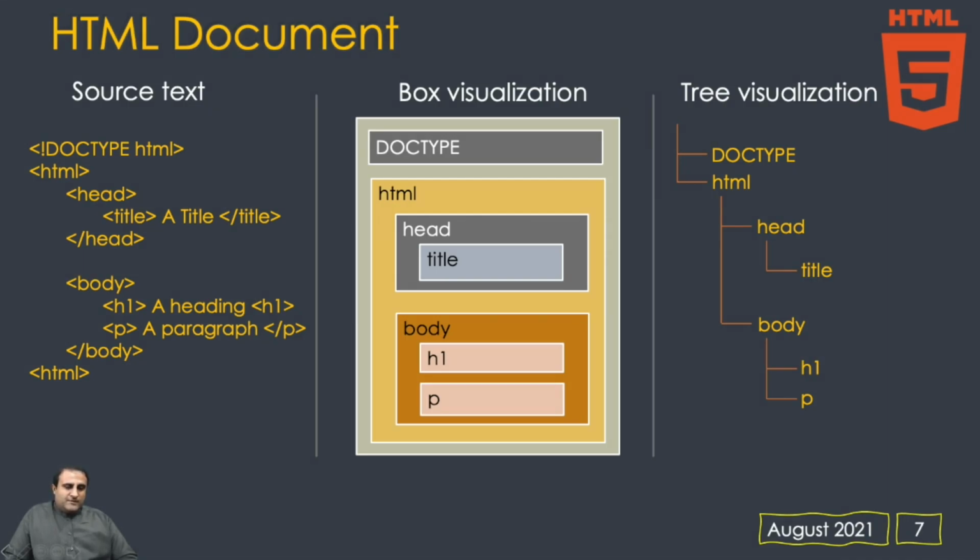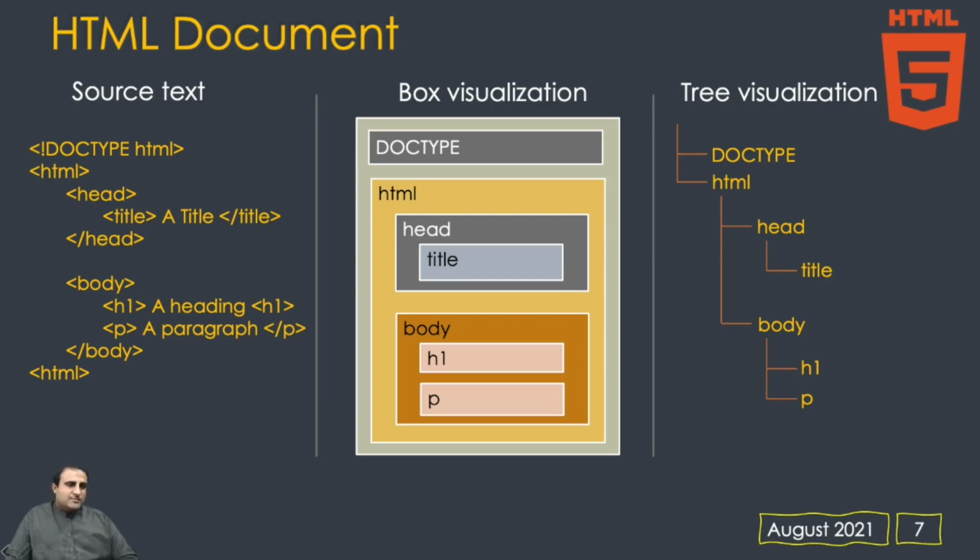So in the body, for example, we see we have a heading and then we have a paragraph. In the box visualization, we see that the whole document has two boxes, the doc type box and the HTML box. And in the HTML box, we have two boxes, head and body. In the head box, we have another box that is the title. In the body, we have two other boxes, H1 and P.